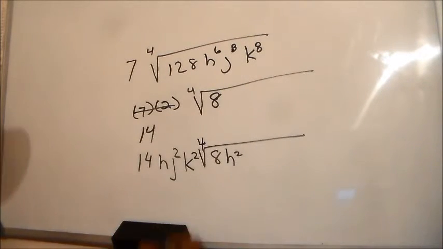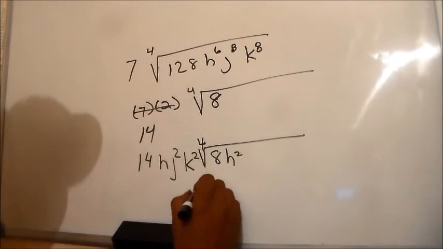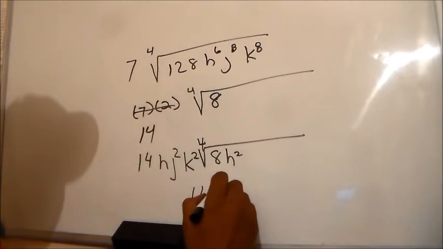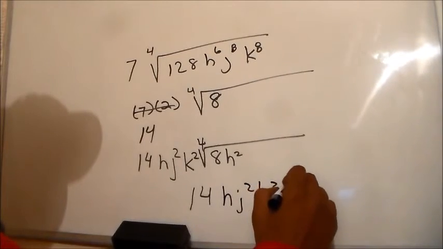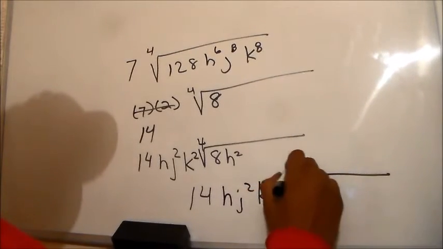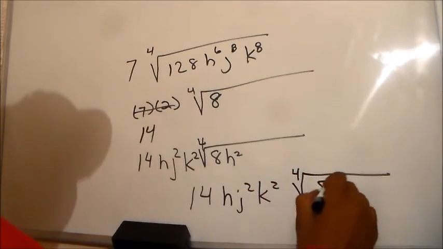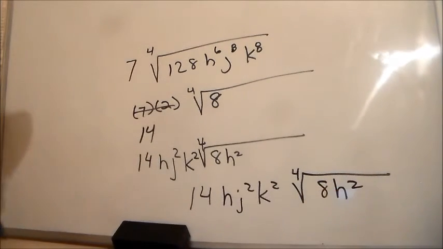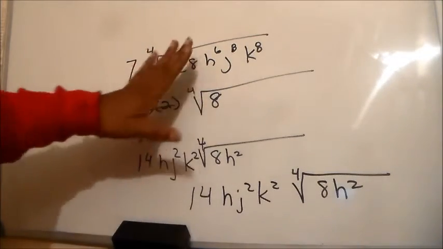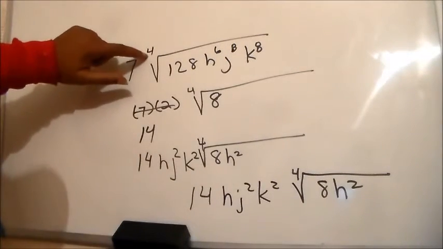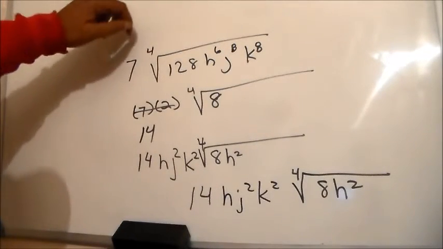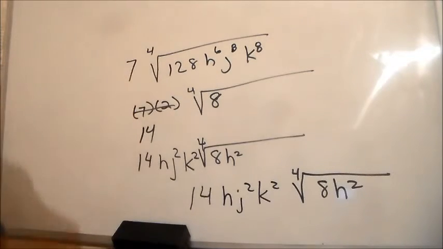Alright. So just to make it a little bit cleaner, 14 H, J squared, K squared, fourth root, 8, H squared. Okay, it wasn't that bad. You saw the system. We factor. We worked with the variables and their exponents. And depending upon what the degree of the root was, again, it really wasn't that hard.